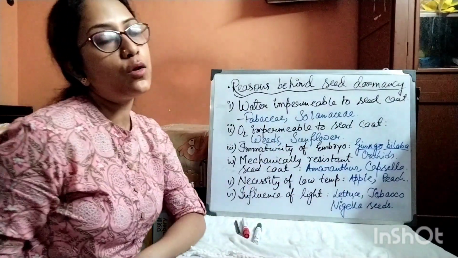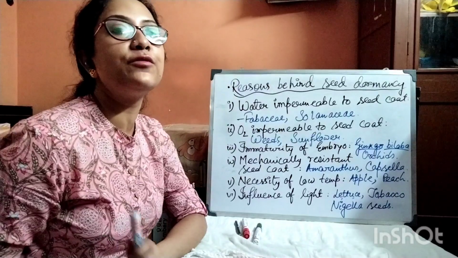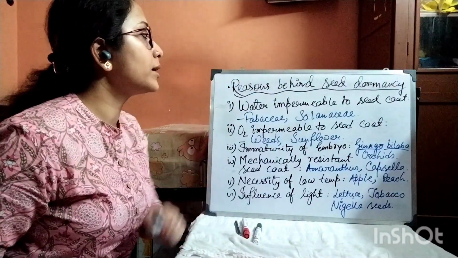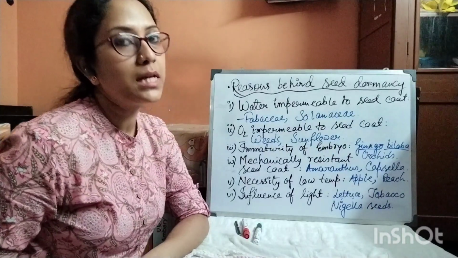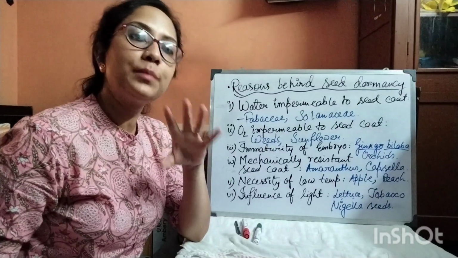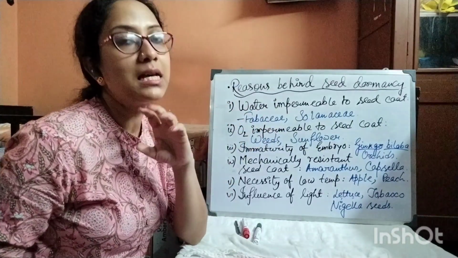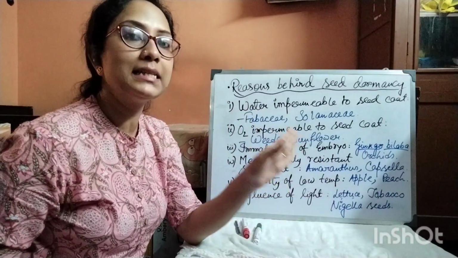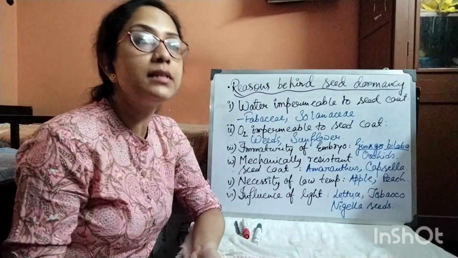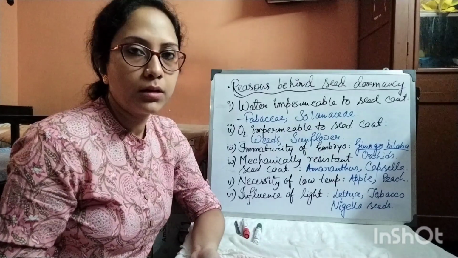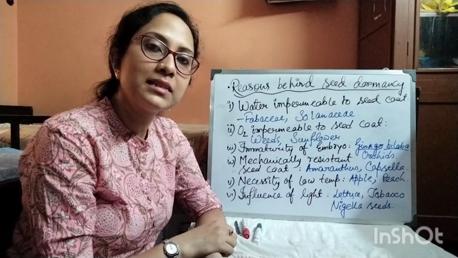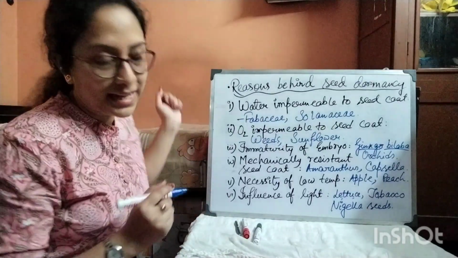So you can see over here, it is written, these are the various reasons why the seeds become dormant. The first is water impermeability of the seed coat. In case of Fabaceae and Solanaceae family plants, the seed coat outside the seed is so hard that it is really difficult for water to get absorbed. What is the point from which water gets absorbed by the seeds? It is termed as the micropyle.